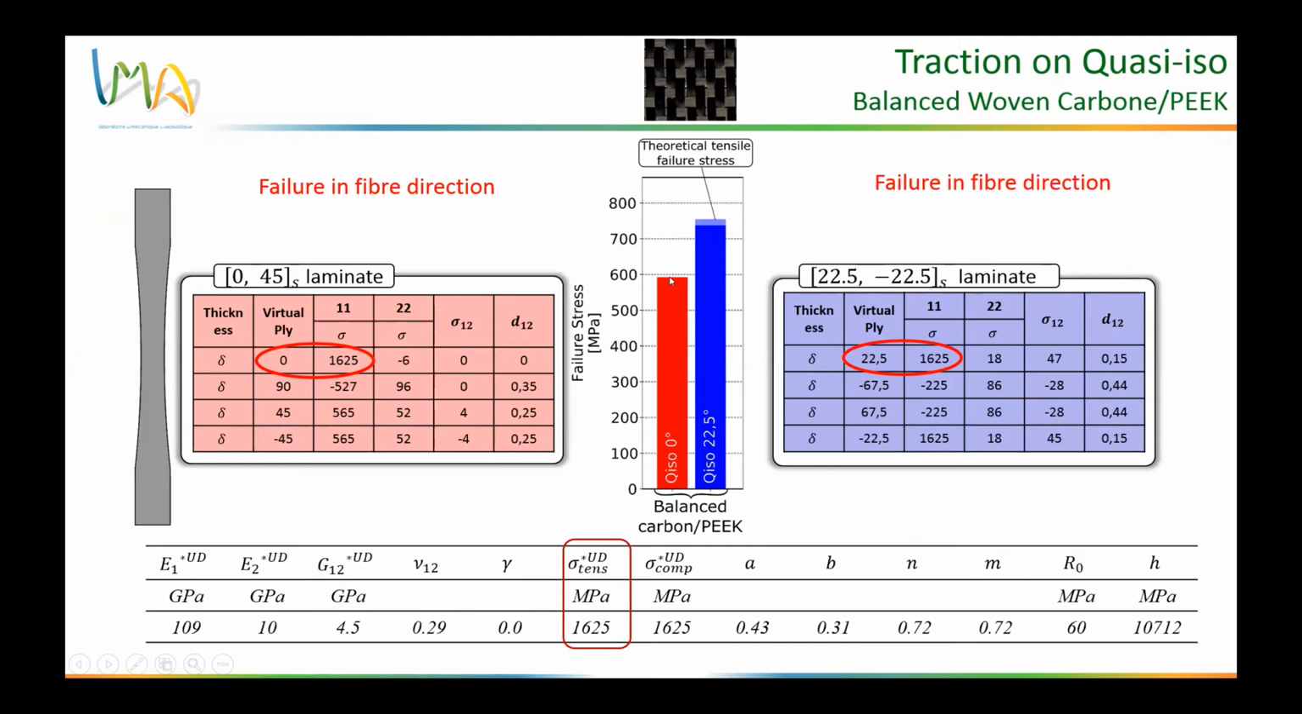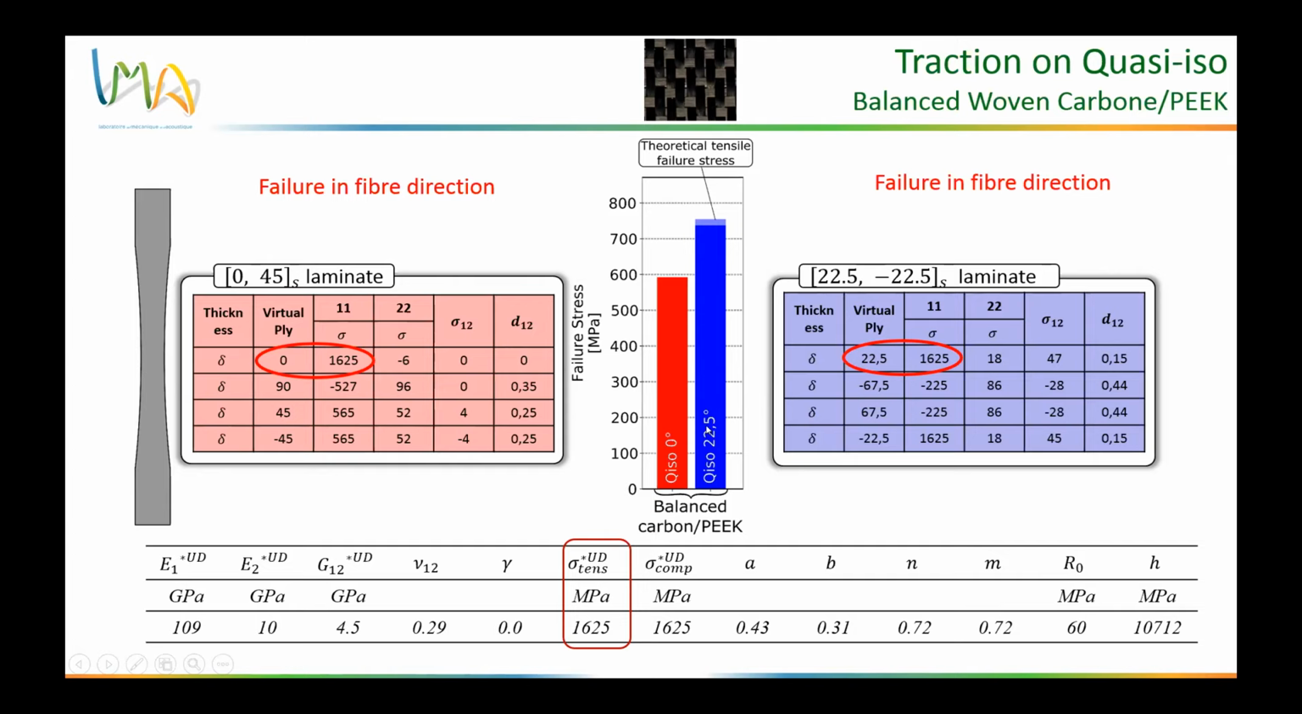We have exactly the same value in the 0 degree. We have fiber failure in the 0 degree ply here, but it works for the traction along the bisector, and we have fiber failure in the 22 degrees. So it works with the in-plane stresses model. Only in this case, you see, we have a better behavior when you have traction in this direction.